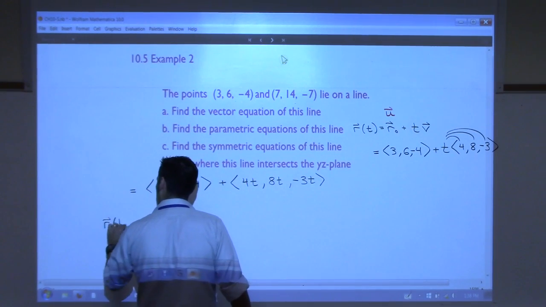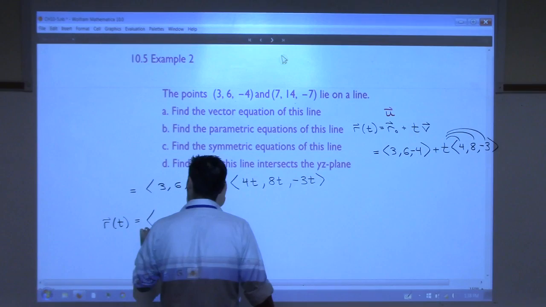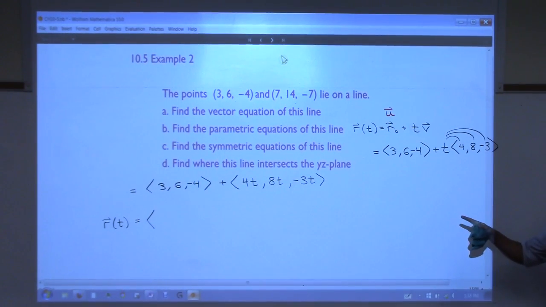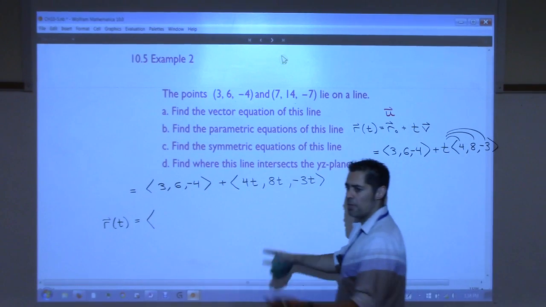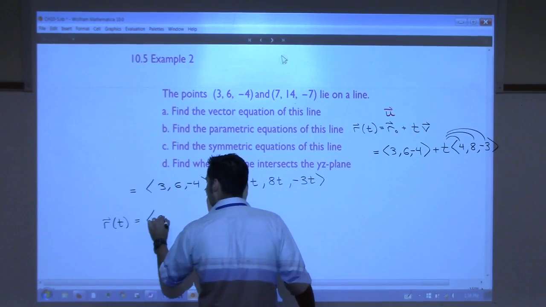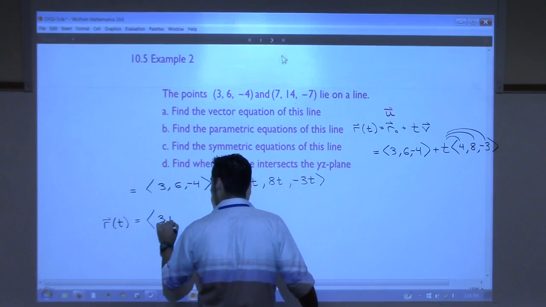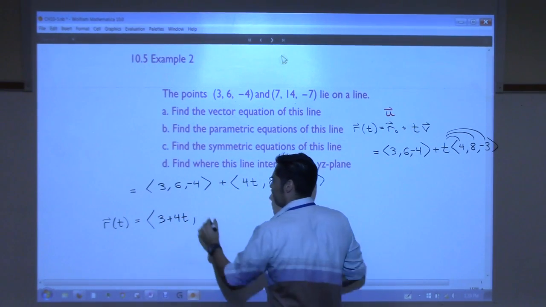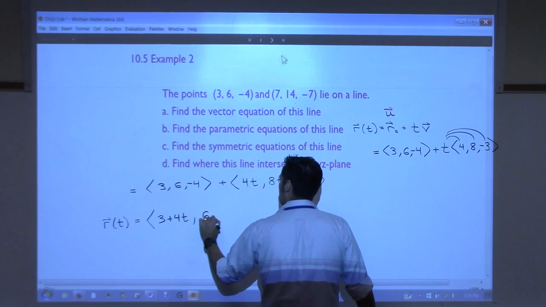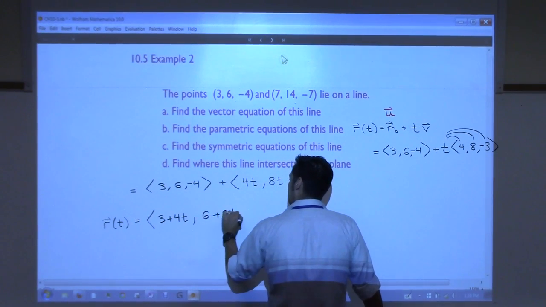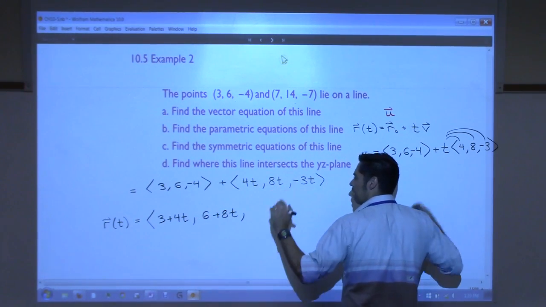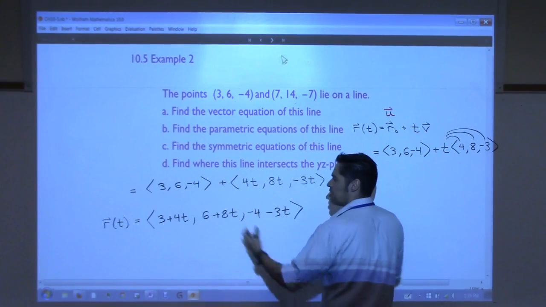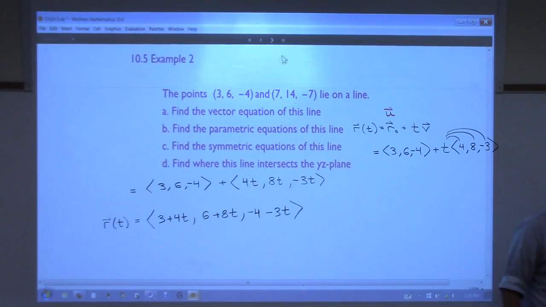r of t equals the final version, what? 4t plus 3, or 3 plus 4t. It doesn't matter how you do it. So you could do 4t plus 3. There's no correct way. It's the same. You just add the components together and we're done.